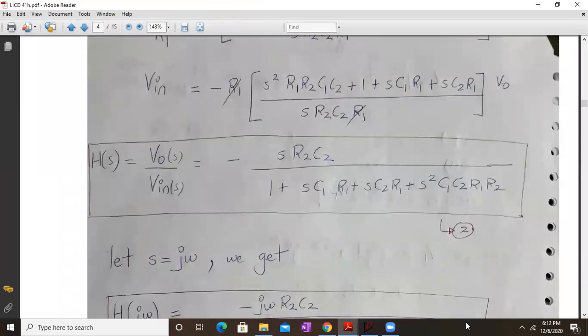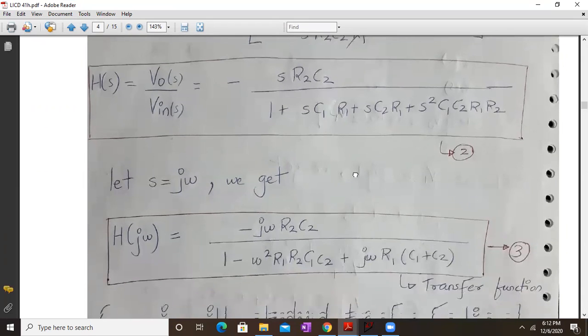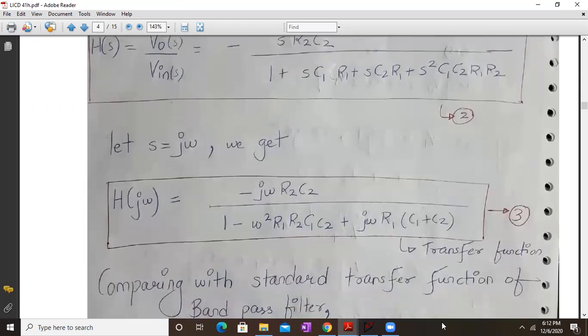H of S, which is the transfer function, which is VO of S upon V in of S, which will be given by S R2 C2 divided by 1 plus S R1 C1 plus S C2 R1 plus S square C1 C2 R1 R2. So this is the term which we will get with the help of equation number 2. Now we will convert this into frequency domain by substituting S equal to j omega.